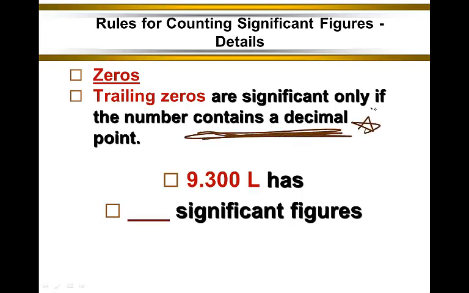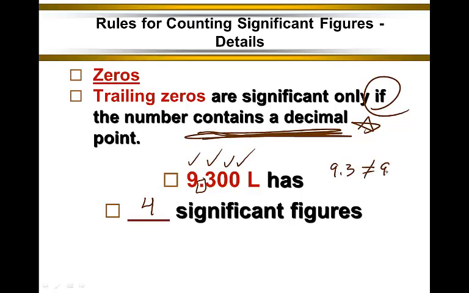So let's look at 9.300 liters. We know the 9 and the 3 are significant. Now the zeros are the questions. If you see a decimal, you count them as significant because there's no other reason to put those zeros there unless you're showing the precision of an instrument. So 9.3 is going to be a different precision than 9.300.